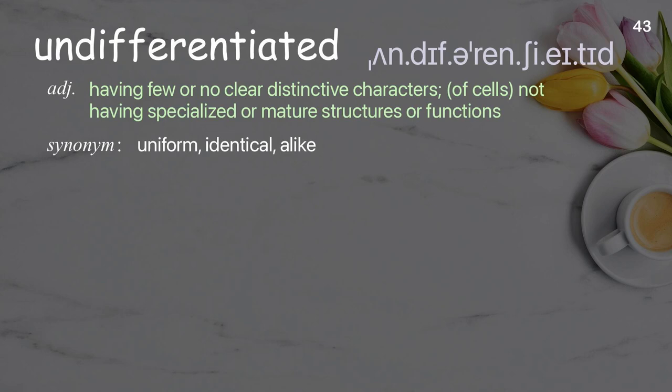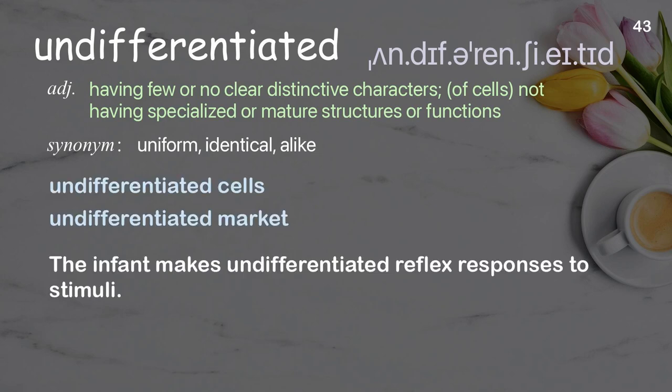Undifferentiated. Having few or no clear distinctive characters of cells, not having specialized or mature structures or functions. Examples: undifferentiated cells, undifferentiated market. The infant makes undifferentiated reflex responses to stimuli.